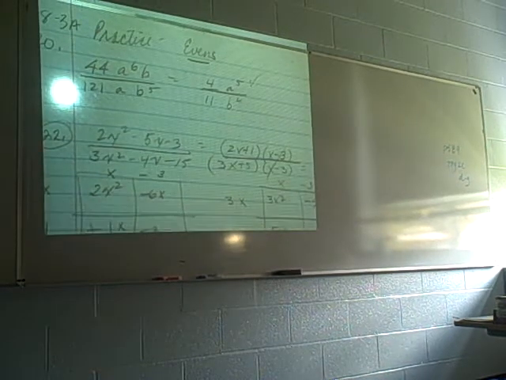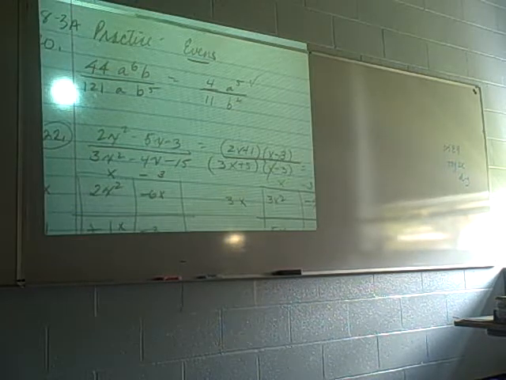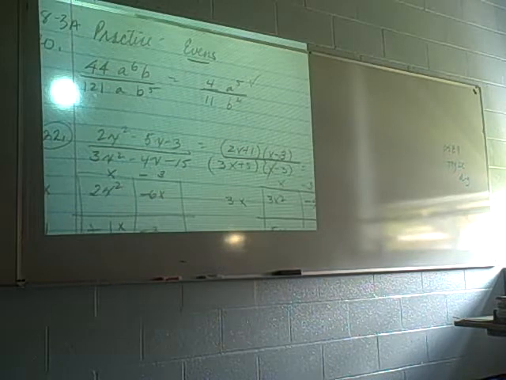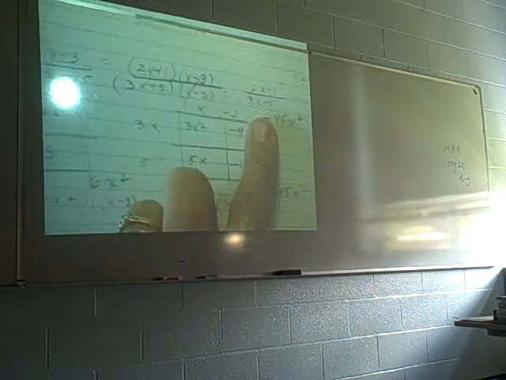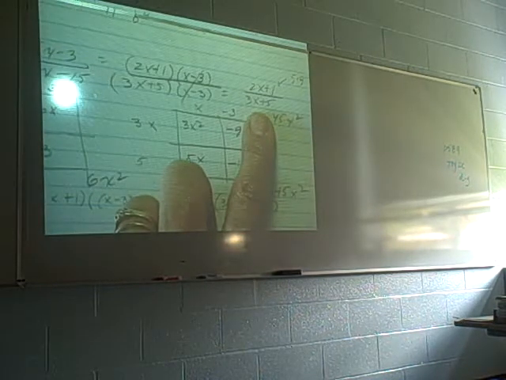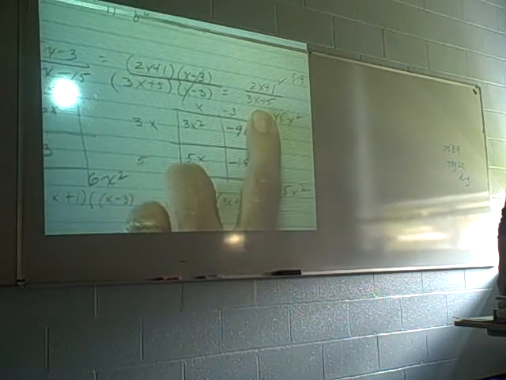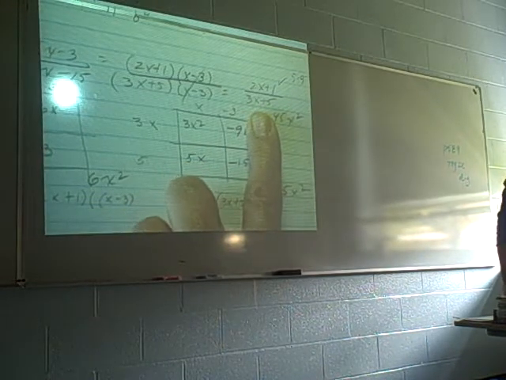All right, 22. Hold on. I'm looking for my final answer. Is it right here? 22 is 2x plus 1 over 3x plus 5.